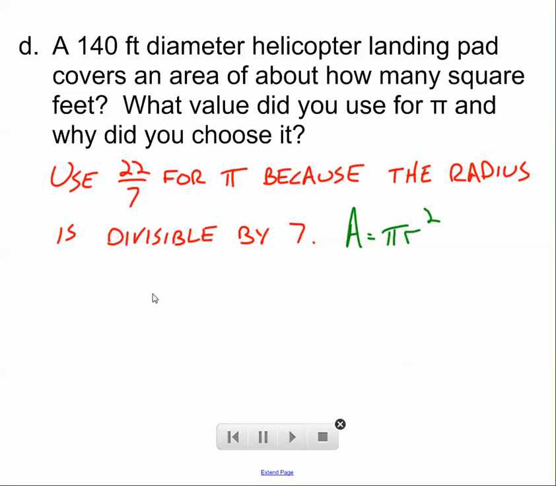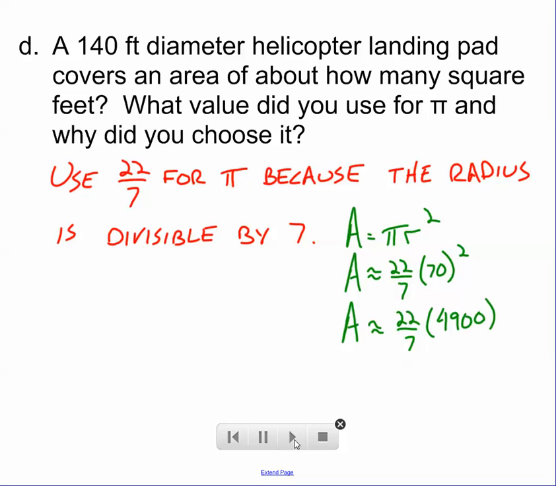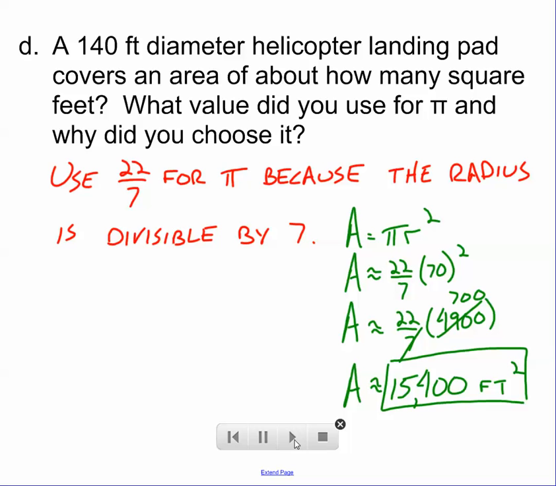So area is pi r squared. We'll use 22/7 times 140 squared. I'm sorry. Caught myself there. It's actually 70 squared. The diameter is 140, so the radius is 70. That's kind of stuff we got to watch out for. I even caught myself there. 70 squared is 4,900, which is divisible by 7. And then 22 times 700 is 15,400 square feet.